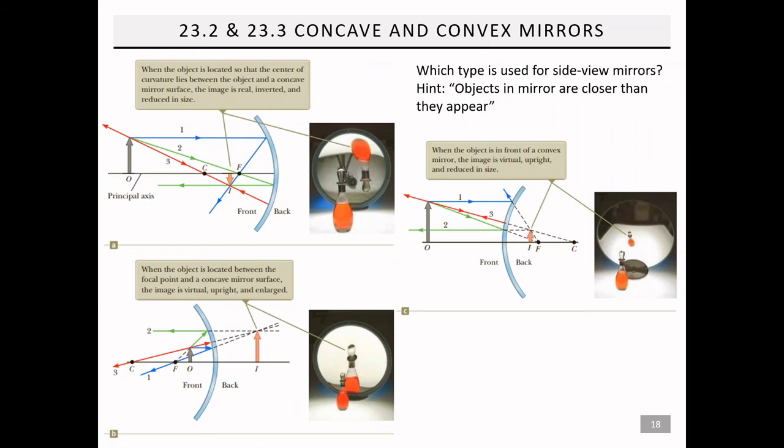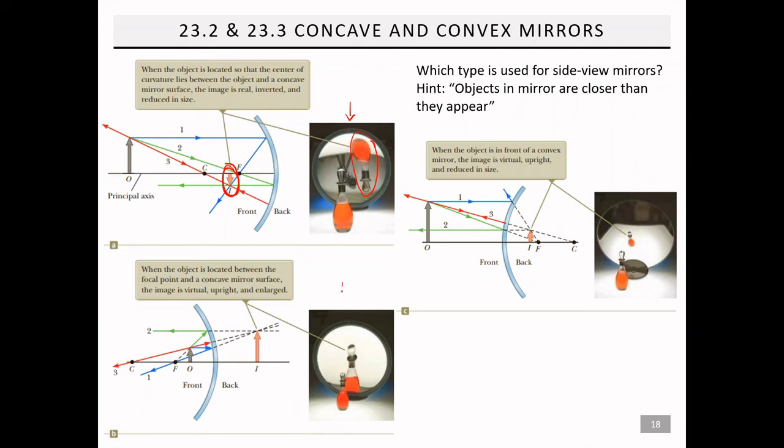Also, this slide shows you what you will see when you look in the mirror. On the upper left, you have a concave mirror where the object is located outside of the focal point. If you were to look in the mirror at this bottle, you would see an inverted image of the bottle. This matches up with what you would expect from the ray diagram.